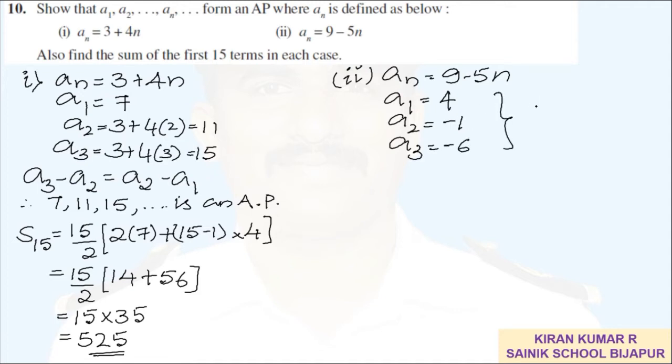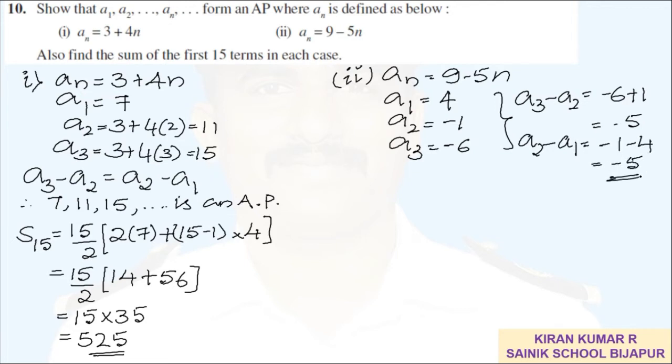Here, when you observe A3 minus A2, we get minus 6, minus of minus becomes plus, negative 5. So what is A2 minus A1? Minus 1 minus 4 will be negative 5. So this will be the common difference. So the AP formed is 4, minus 1, minus 6 and so on.